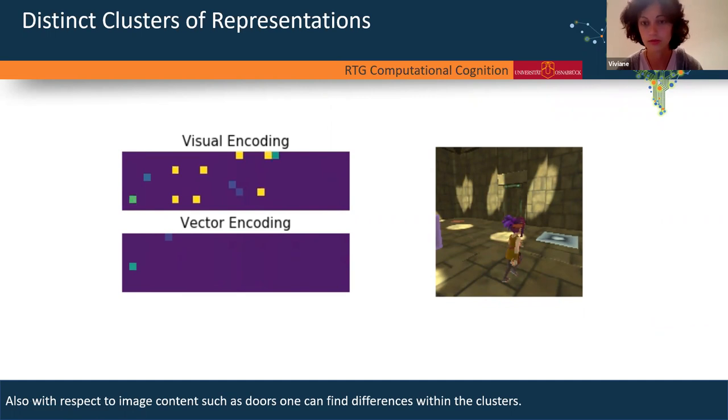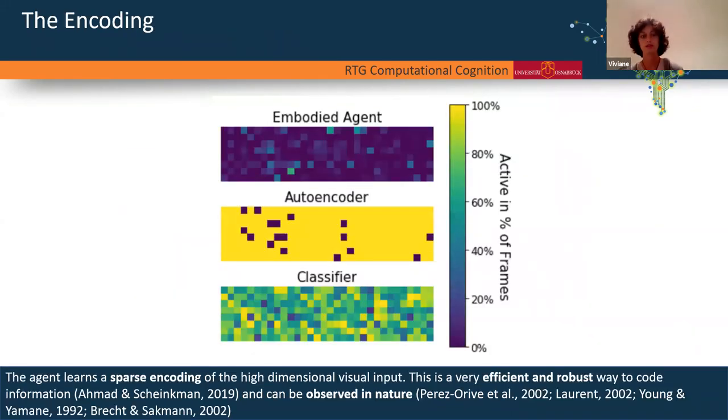To quantify it a bit more, here it's shown in how many percent of the frames each of the neurons are active. The X and Y axes mean nothing. It's just because you can't really plot a 256-long vector, so I reshaped it into a square format. Hope it doesn't confuse. In the embodied agent, most neurons are active less than 40% of the time, more around 10 to 20 or 30% of the frames. In the autoencoder, basically all neurons that are not dead are active all the time. And in the classifier, the neurons are active around 30 to 70% of the frames.